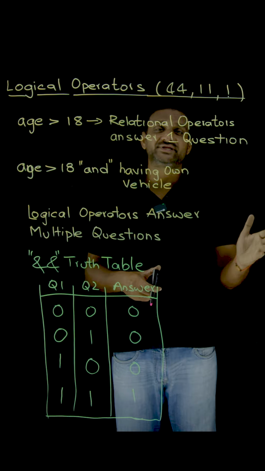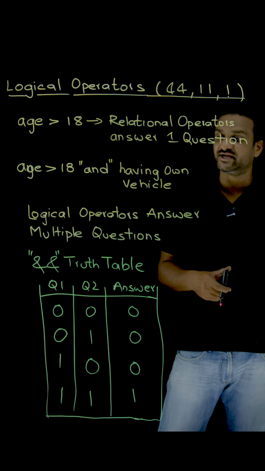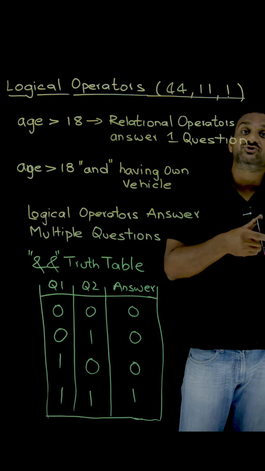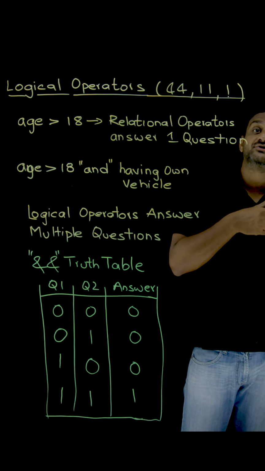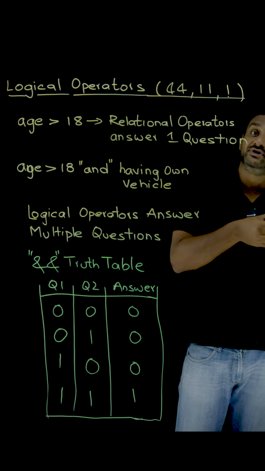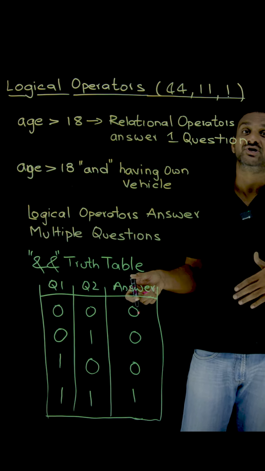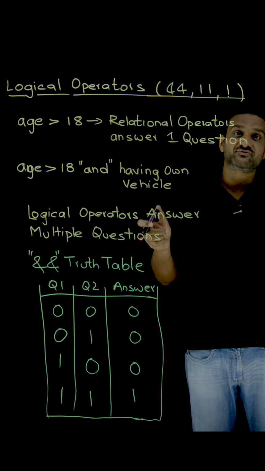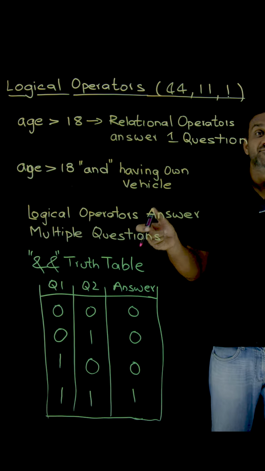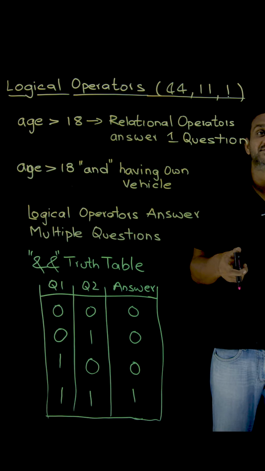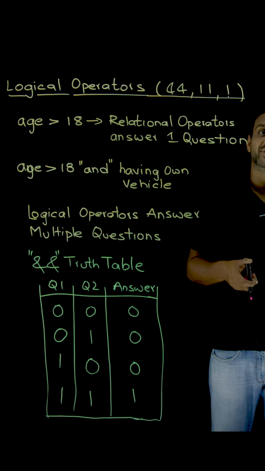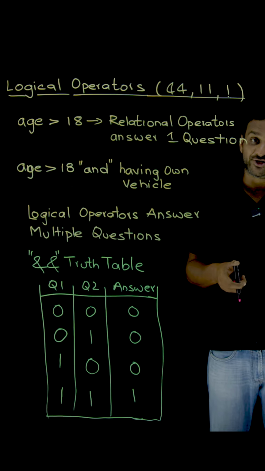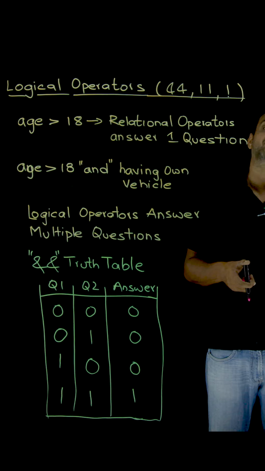So what is meant by truth table? The name itself is stating in which conditions we are going to produce an outcome of true, or in which conditions we are going to produce an outcome of 0. So whatever questions we may have, with the use of logical operators, we are always going to produce only one answer. It may be true or it may be a 0.